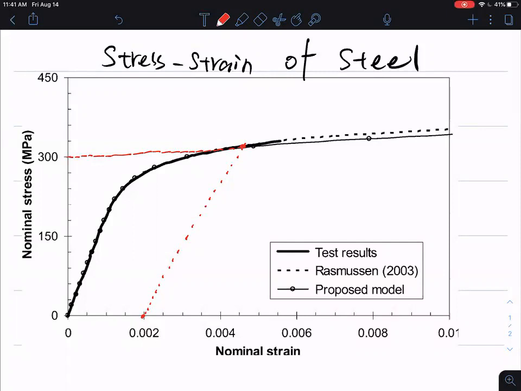It's approximately around 300 megapascal. I think this is tilted, but it's probably somewhere around here, 310 maybe. We can see our yielding strength for this material, the steel here, is about 310 megapascal.